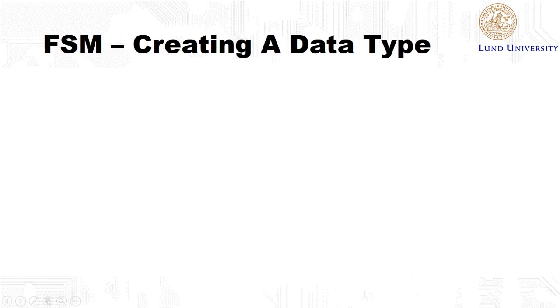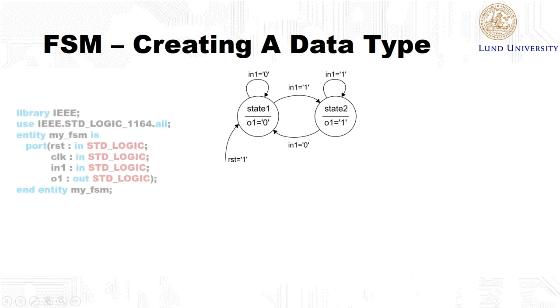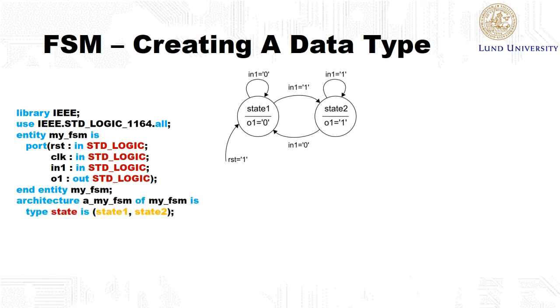We will now go through the complete description of a finite state machine. The machine that we will describe has two states, state 1 and state 2. It has one input, in1, and one output, O1. The state machine also has two other inputs, the reset and the clock. So we start with describing the entity of our finite state machine. RST is the input reset signal, CLK is the input clock signal, then we have the input in1 and the output O1. Then we create a new data type named state.